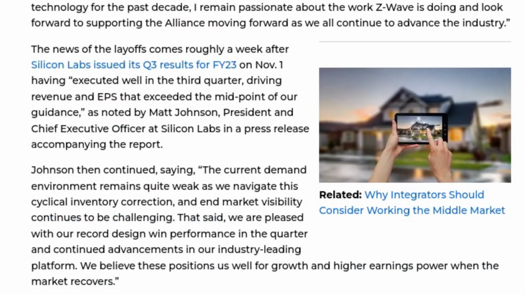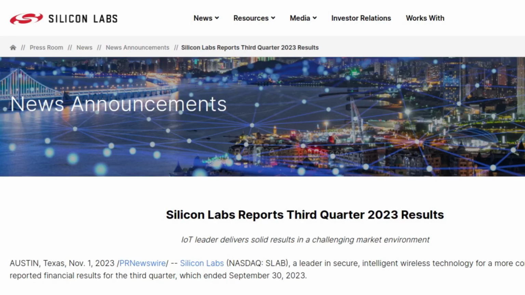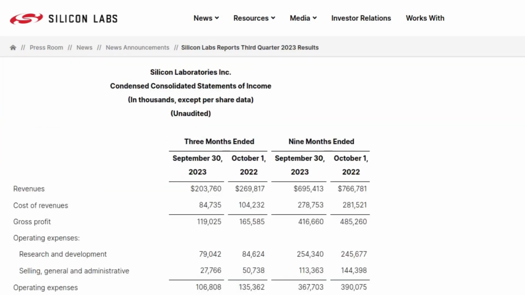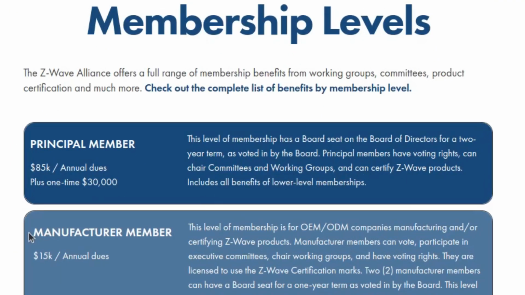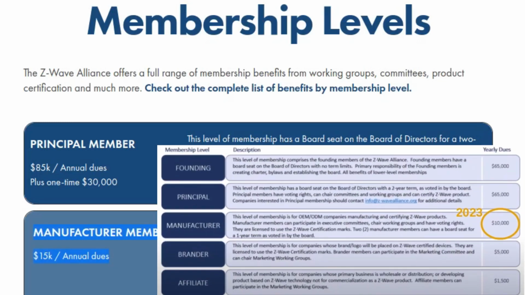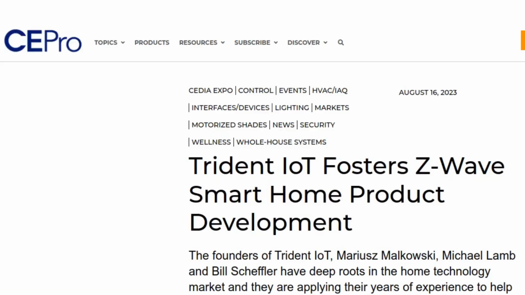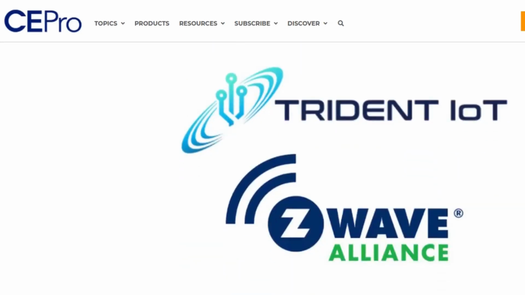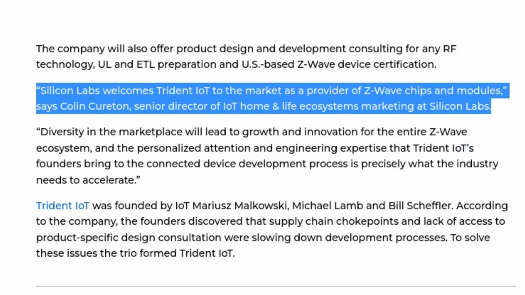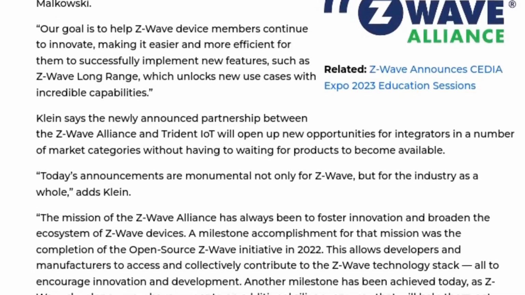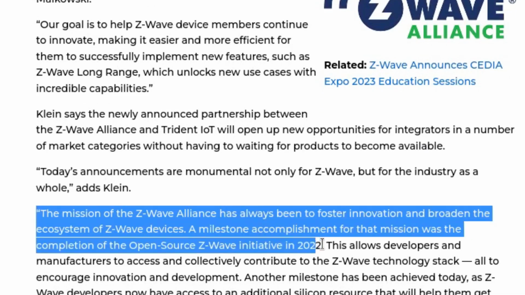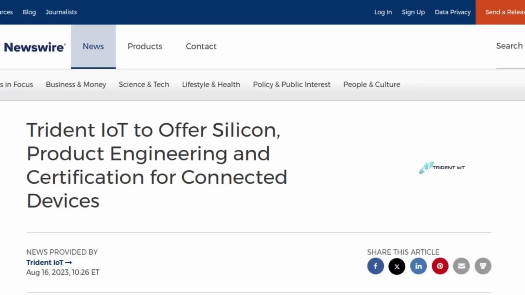The official reason behind the layoffs was worsening market conditions. Looking at their financial statement, indeed, net income had fallen by almost 50% from 2022 to 2023 in the third quarter. The Z-Wave Alliance also jacked up their membership fees. Manufacturers of Z-Wave devices might pass on the increase to consumers with higher prices. All is not doom and gloom, however. The Z-Wave Alliance has finally added a second chip manufacturer in 2023 after opening the Z-Wave source code in 2022. Could this move help induce more competition and result in lower prices for the consumers?